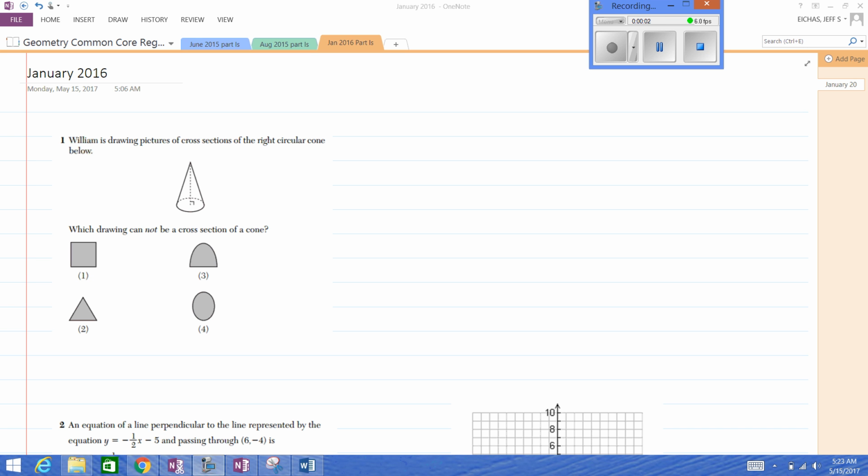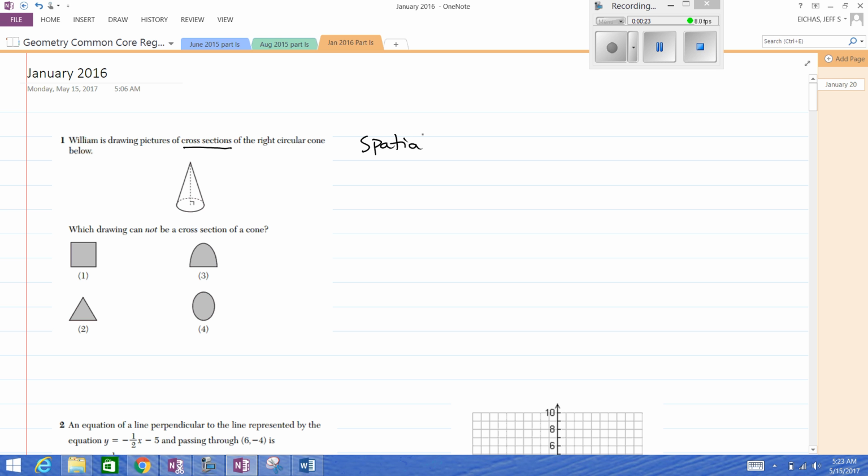Okay, so we're here with the solutions to the January 2016 Regents exam, Common Core Geometry. So we're looking at number one here, the cross section. This is a little bit of spatial reasoning.